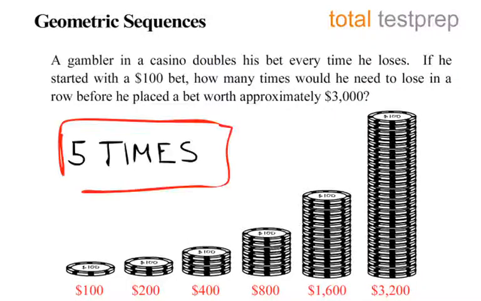So the answer is 5 times. This person needs to lose 5 times. Not bet 5 times. He's betting 6 times, but he's losing 5 times. To go from one bet to the next, you need a loss. So this is 1 loss, 2 losses, 3 losses, 4 losses, finally a 5th loss when he places this bet. So the answer is 5 times. He needs to lose 5 times before he bets approximately $3,000.